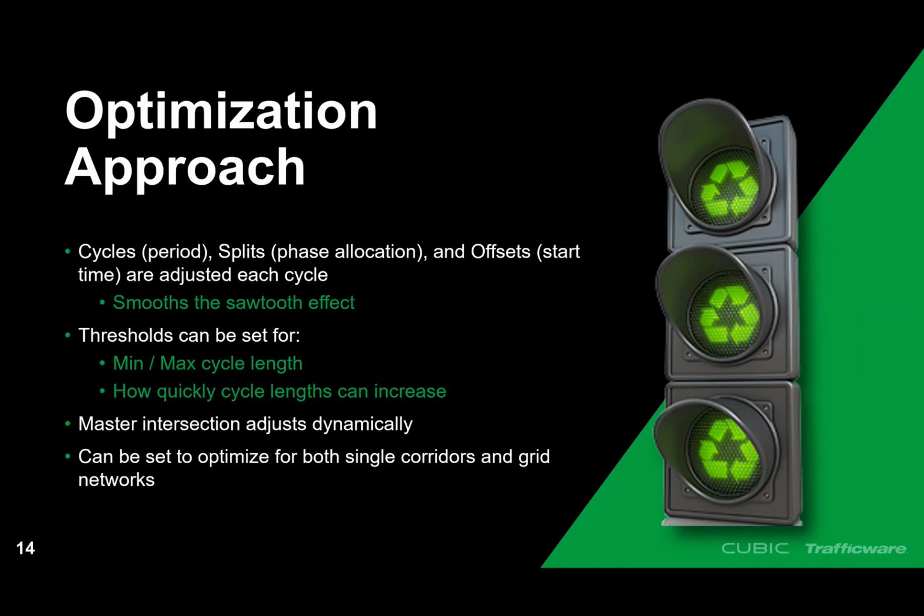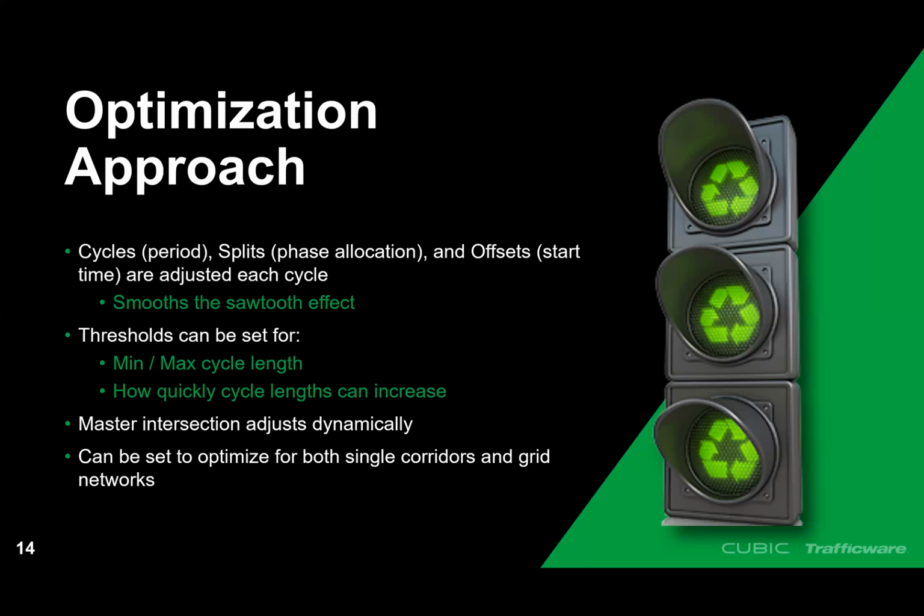Thresholds can also be set for these cycle lengths and splits and offsets, meaning the user can go in and set parameters to allow for a minimum and maximum length allowed. There's also a setting that allows these minimum and maximum split, offset, and cycle lengths to adjust in a way that smooths out the big swings that you may see in demand in these adjustments. So reducing that sawtooth effect.